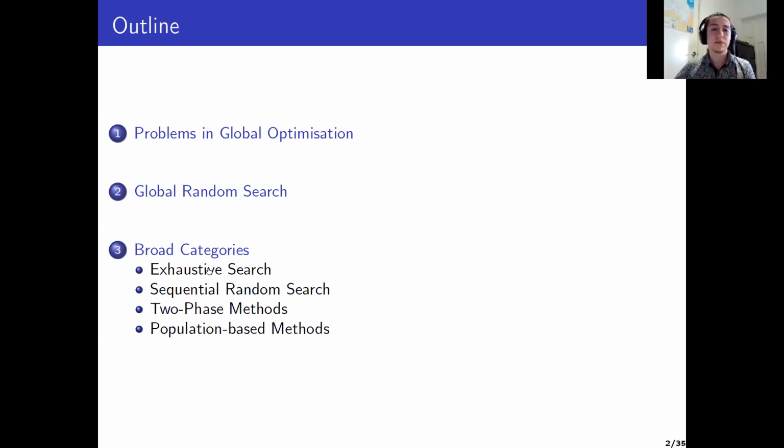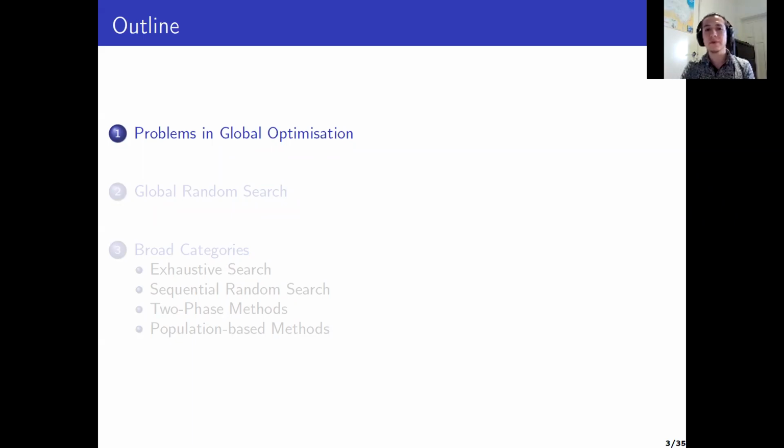So first we'll look into exhaustive search methods, which are pure random methods that try to cover the whole feasible set. Then sequential random search, where each iterate is chosen using some random process, but using the information that we got already from previous iterates. And then we'll go conceptually through some more complex methods that fall into the categories of two-phase methods or population-based methods.